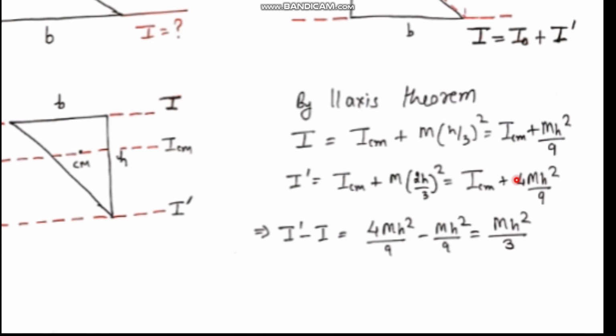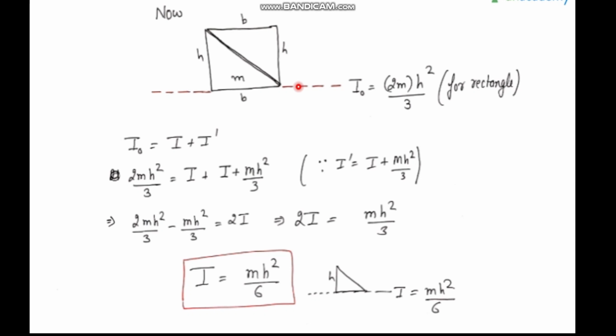Now from these two equations I can relate I dash and I. I subtract them, I dash minus I. When I subtract these two equations, ICM and ICM cancel out. So I will be left with 4mh square by 9 minus mh square by 9, which is 3mh square by 9, or mh square by 3. So I dash and I, now we have got them related. I will put the value of I dash in this equation.